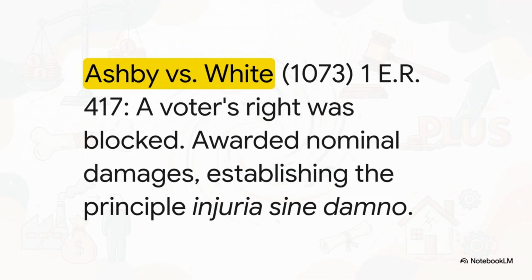The landmark case for nominal damages is Ashby v. White, cited as 1703 1 ER 417. In this case, a qualified voter was wrongfully prevented from casting his vote. Although the candidate he intended to vote for was elected, the court held that the violation of his legal right to vote was an actionable wrong. This case established the principle of injuria sine damno, a legal injury without actual damage, confirming that the infringement of a right is itself grounds for a remedy.